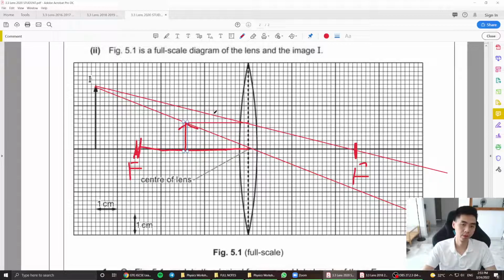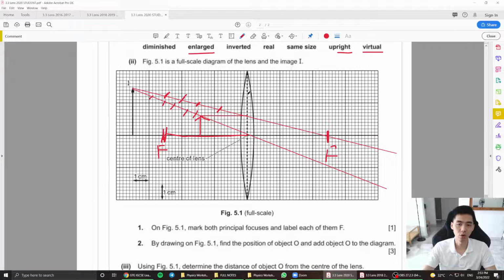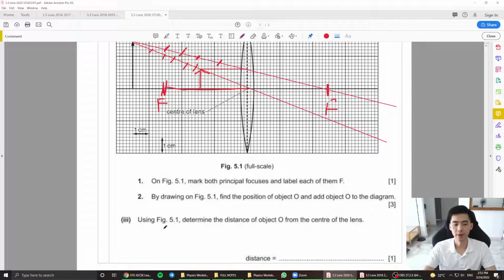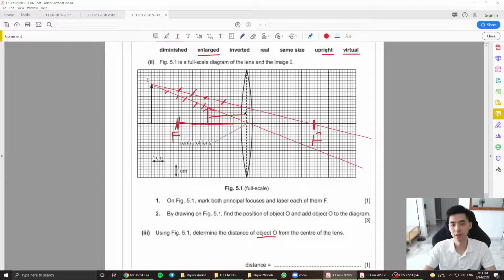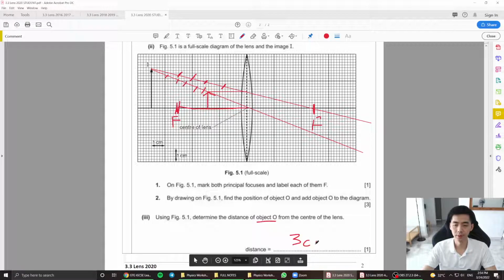But when you draw in the real exam, you make sure that these lines are dotted. Don't draw it as a solid line, because these are virtual light, and virtual light should always be drawn as dotted lines. And then finally, using figure 5.1, determine the distance of object O from the center of the lens. You're supposed to determine this distance to this distance here. It will be probably at 1, 2, 3, somewhere around 3 cm, if I'm not mistaken. Yeah, somewhere around 3 cm here. And this is how you're supposed to answer all these questions here.